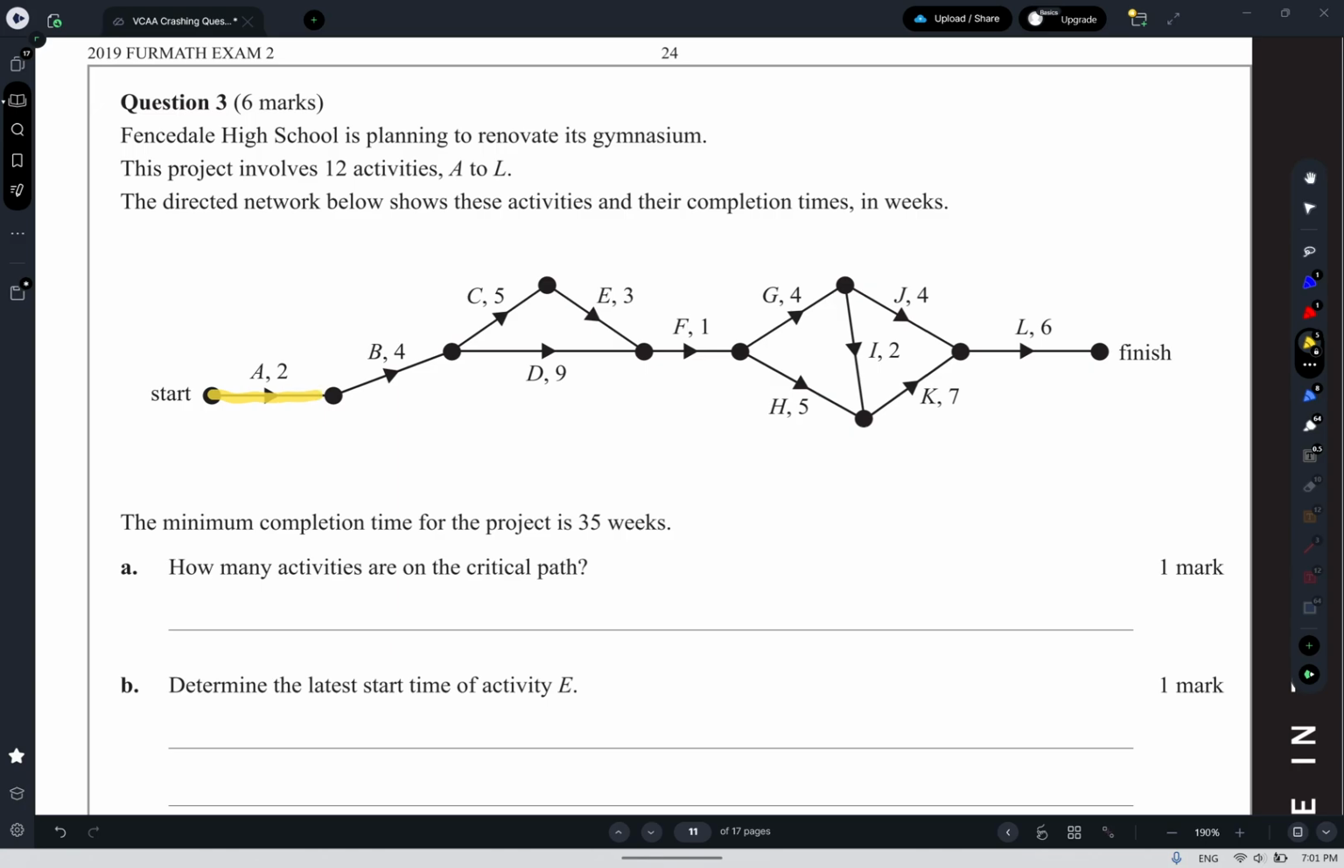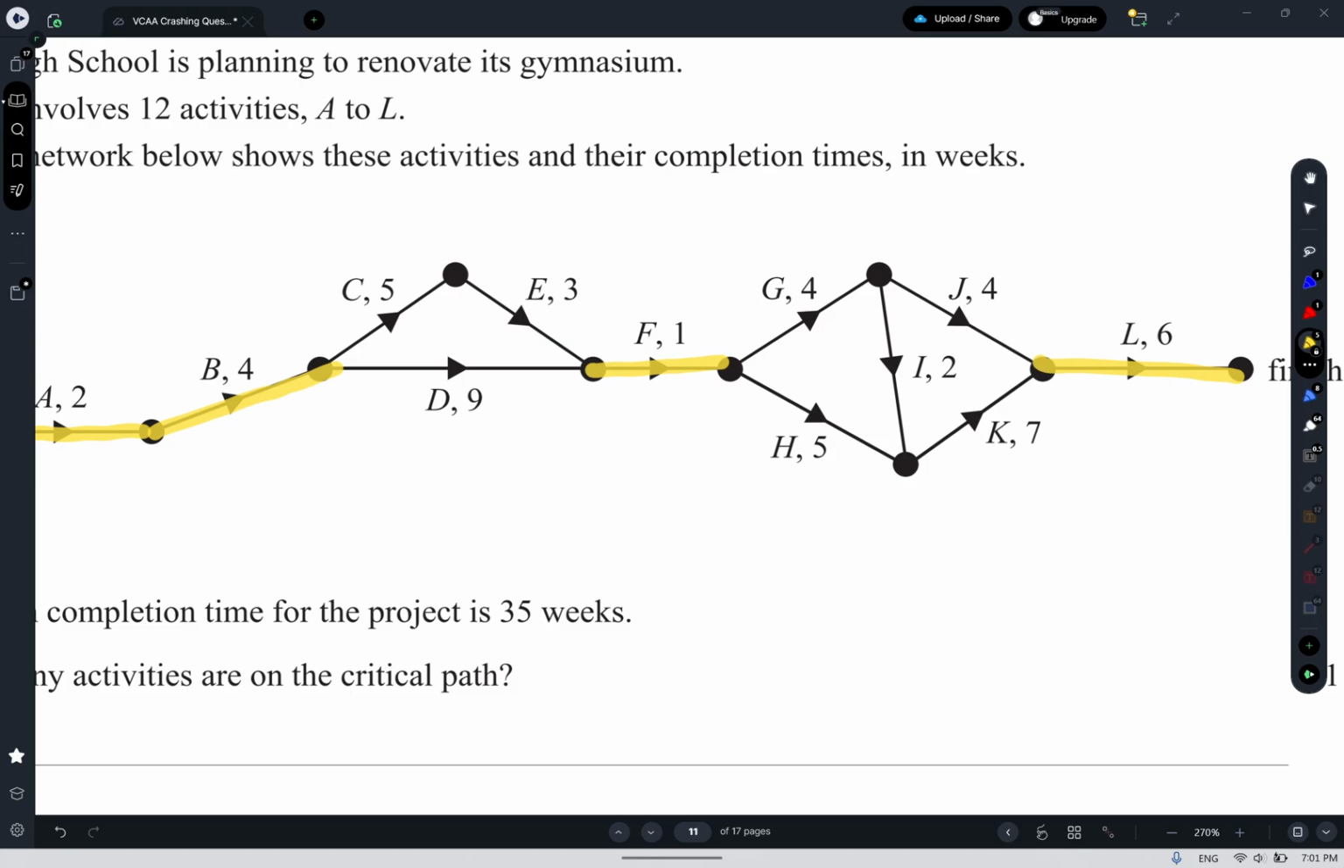We know that A and B are both going to be critical activities because those are the only choices we have. F is critical for the same reason, as is L. Then we've got these two little sections in the graph. It's either going to be that CE is critical or D. CE takes 8 and D takes 9. That means that C and E both have floats of 1, so they're not critical.